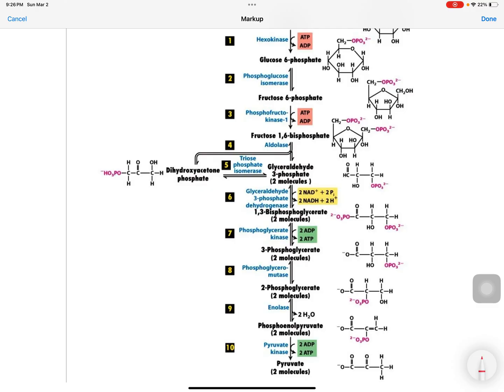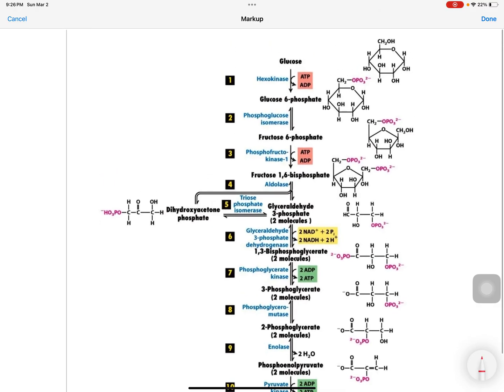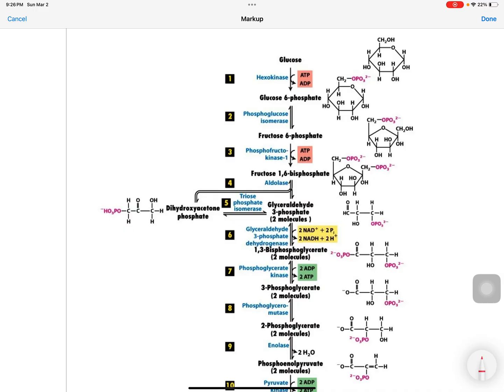So, today we'll break down glycolysis step by step, exploring how a single molecule of glucose is transformed into pyruvate while also producing ATP, adenosine triphosphate, and NADH, the reduced form of NAD. By the end of the lesson, you will understand not just how glycolysis works, but why it's essential for life itself. Okay, we can start with glycolysis.